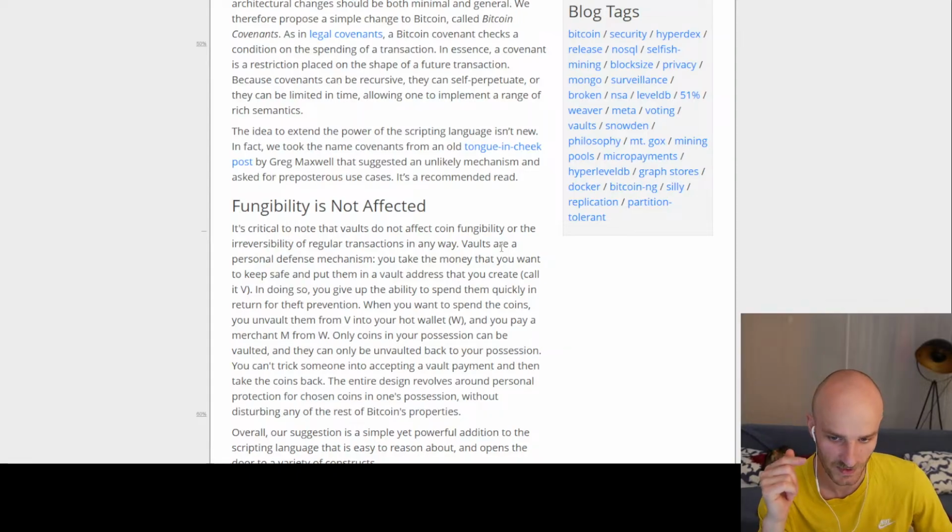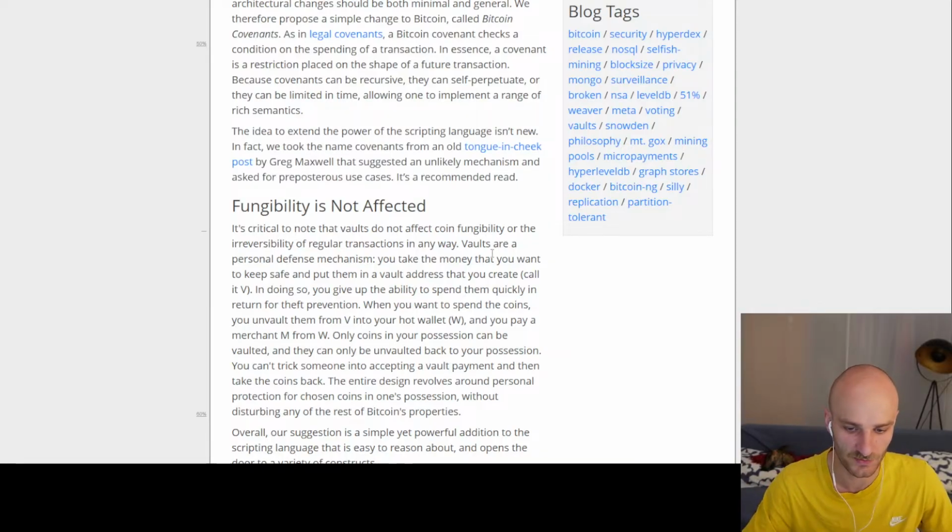When you want to spend the coins, you unvault them from V into your hot wallet, W, and you pay a merchant, M, from W. Only coins in your possession can be vaulted, and they can only be unvaulted back to your possession. You can't trick someone into accepting a vault payment and then take the coins back. The entire design revolves around personal protection for chosen coins in one's possession, without disturbing any of the rest of Bitcoin's properties.